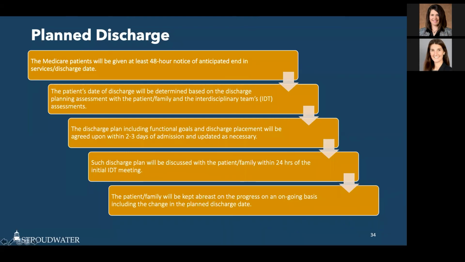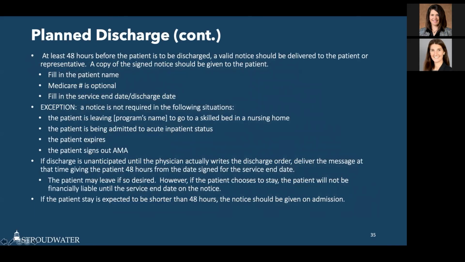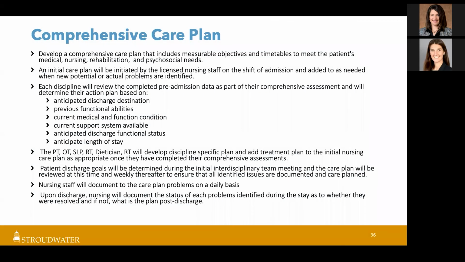And then, having a policy or procedure around planned discharge. So, the policy is around patients will be given 48 hours notice of an anticipated end to their services or discharge. Again, this may not be something that you have in your policies and procedures, but something to maybe consider. Again, I apologize for the wordiness. It's a lot of words.